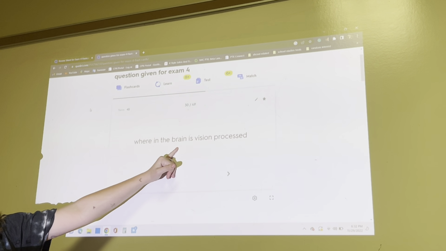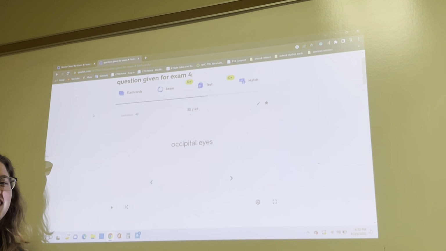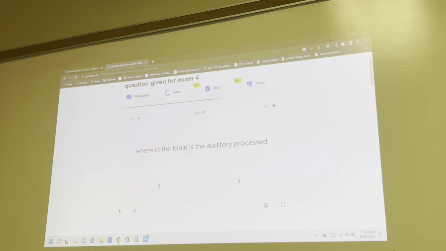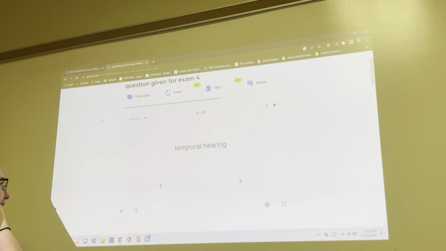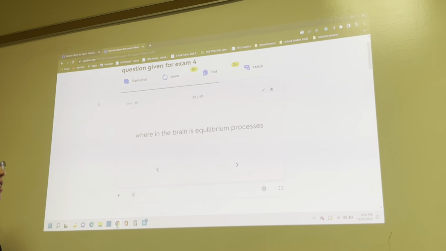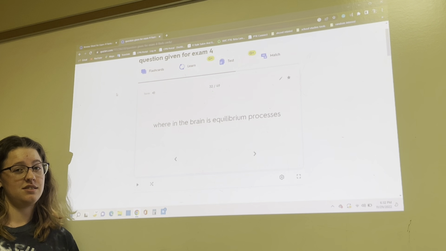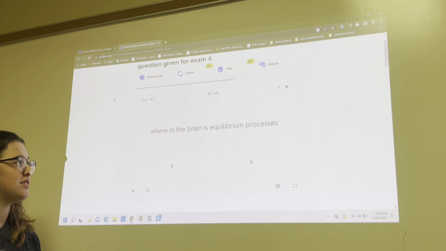Where in the brain is vision processed? Simple. Okay, where in the brain is the auditory processed? Come on, the temporal. It's right by your ear. Auditory is here. Where in the brain is the equilibrium processed? Come on. It's the cerebellum for balance.